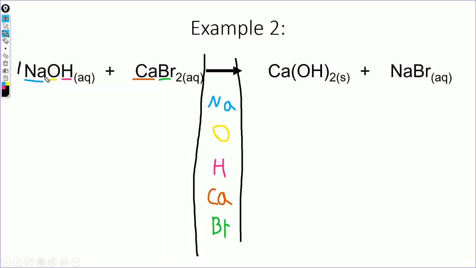I have 1 times 1. That means I have 1 sodium. I have 1 times 1, 1 oxygen. I have 1 times 1, which is also 1 hydrogen. Now I have 1 times 1, which is 1 calcium. And I have 1 times 2, which is 2 bromines.